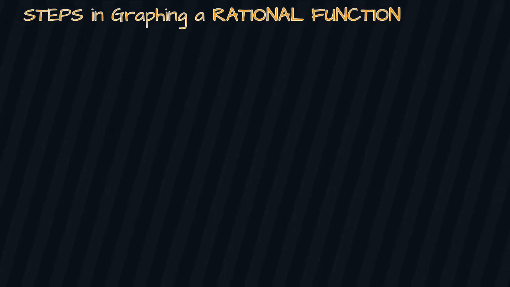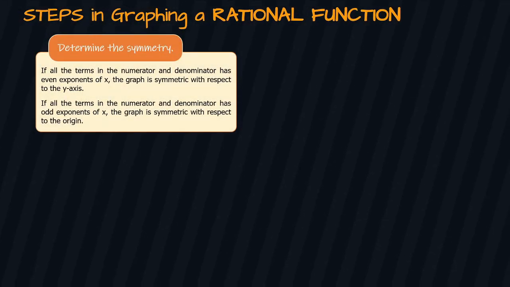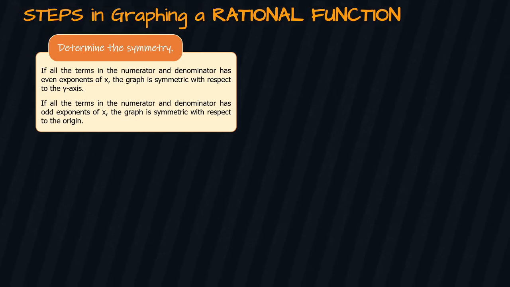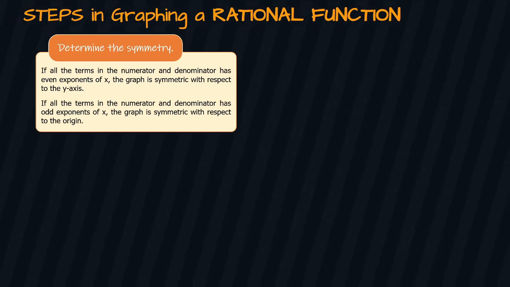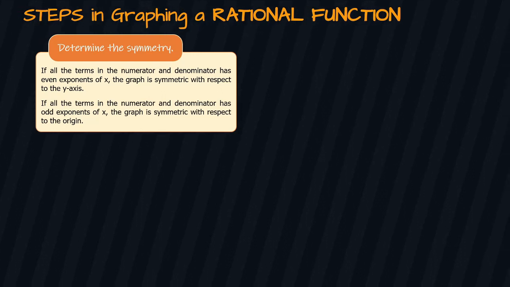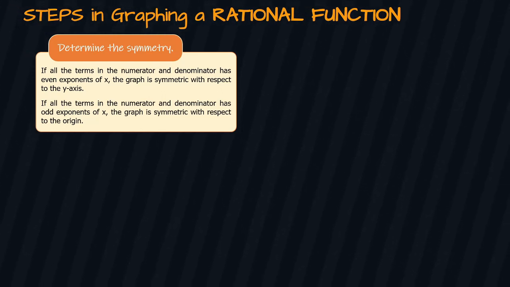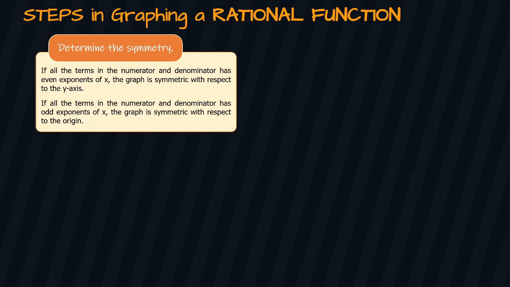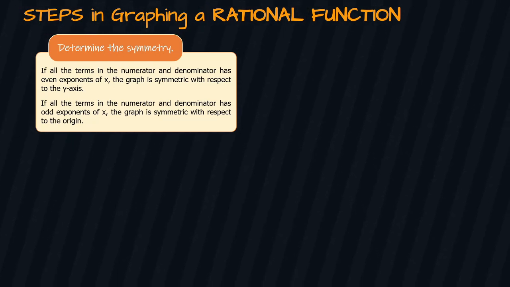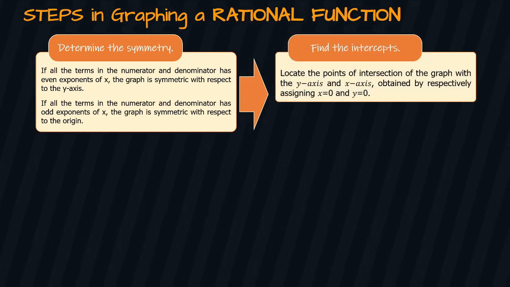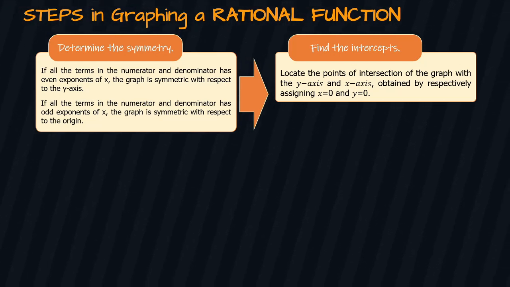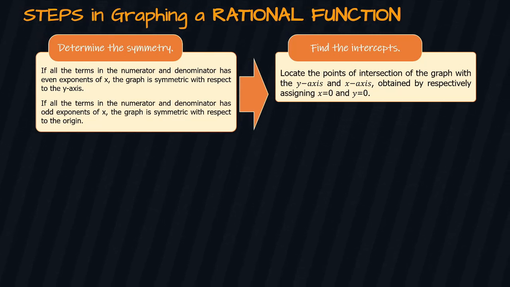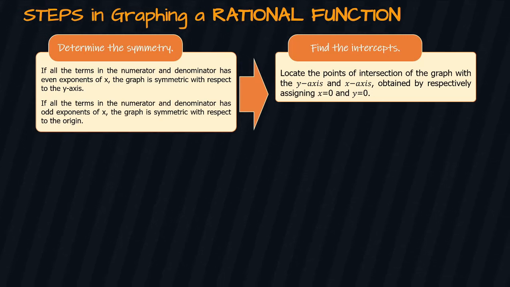Let's follow the steps in graphing a rational function. First is to determine the symmetry. If all the terms in the numerator and denominator have even exponents of x, the graph is symmetric with respect to the y-axis. If all the terms in the numerator and denominator have odd exponents of x, the graph is symmetric with respect to the origin. Then we proceed to the next step. We find the intercepts. Locate the points of intersection of the graph with the y-axis and x-axis, obtained by respectively assigning x equals 0 and y equals 0.